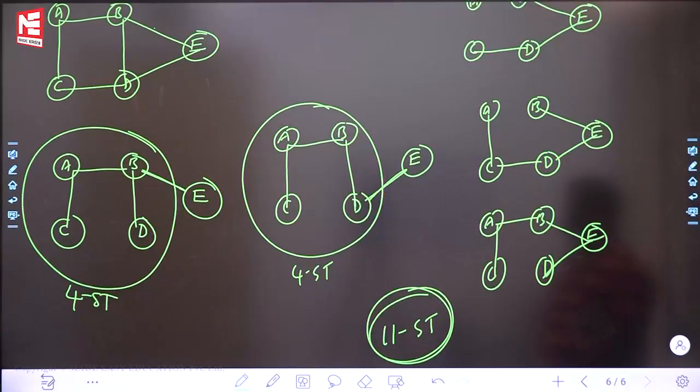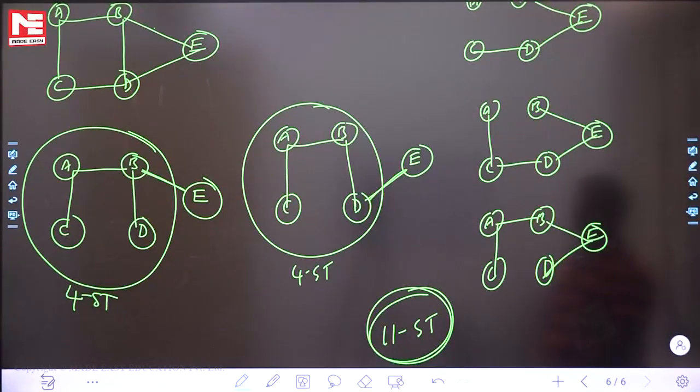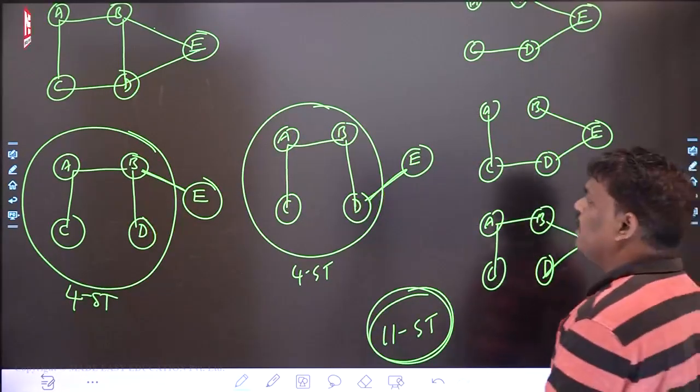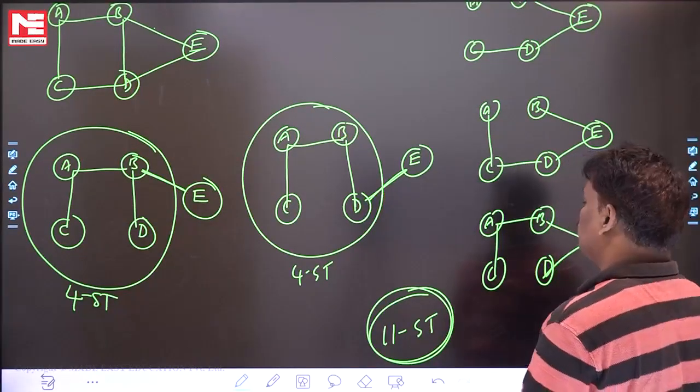For the previous problem, what is the answer? 8. For this problem, 11. Before that, 4. All I did was manual checking only. I think you got some idea. Indirectly, directly, I want to say to you, concentrate on the loops. Fine, see the next one more.